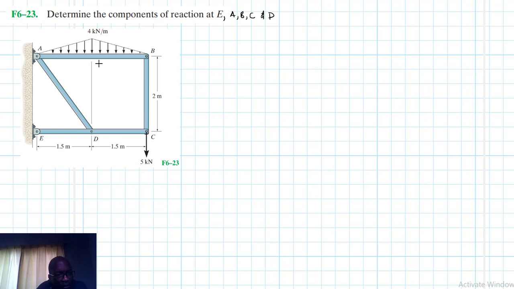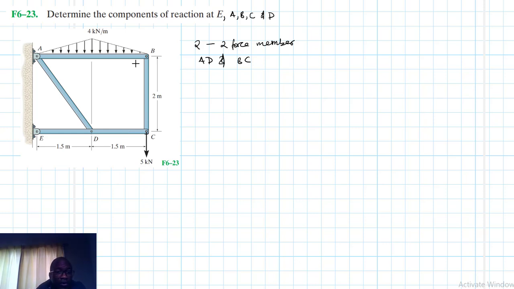So we have a frame here that is made out of four members, and then we have two force members. That is member AD and member CB or BC. Doesn't matter how you call it. So these are the two force members.